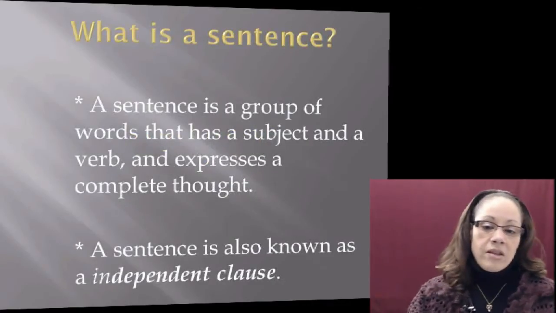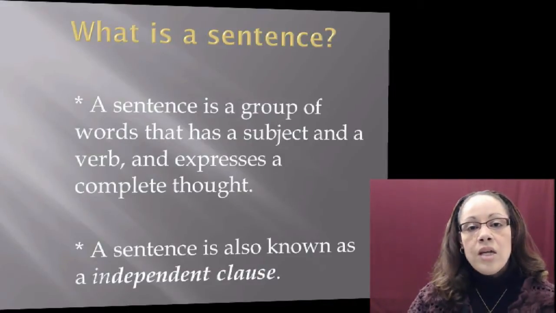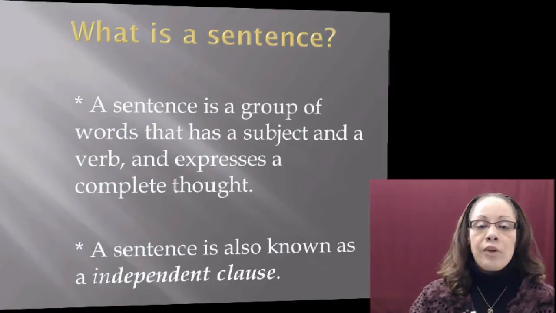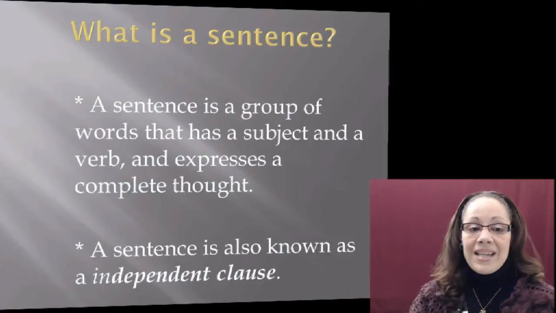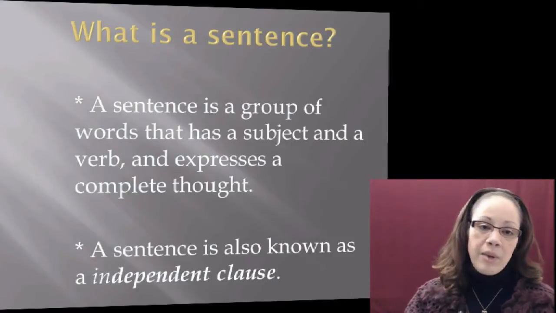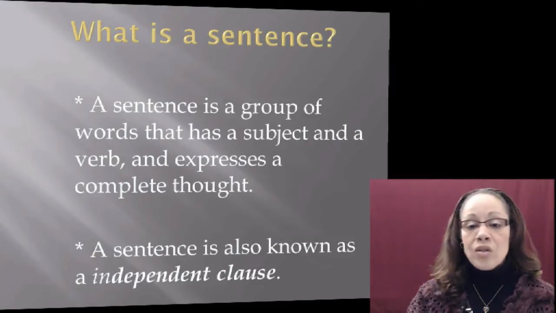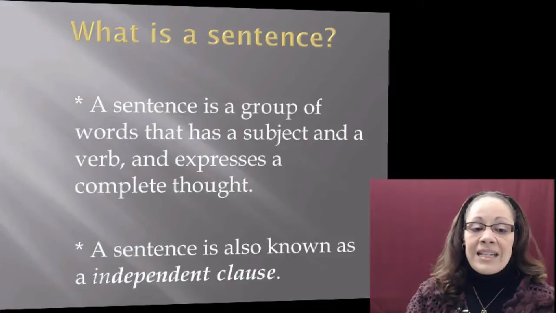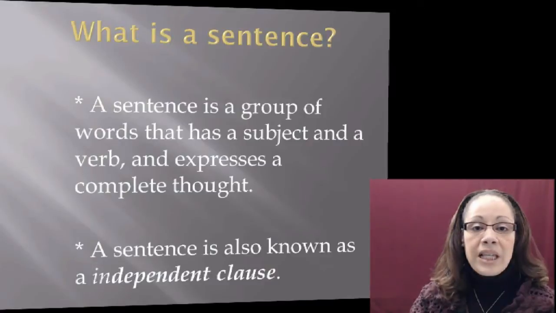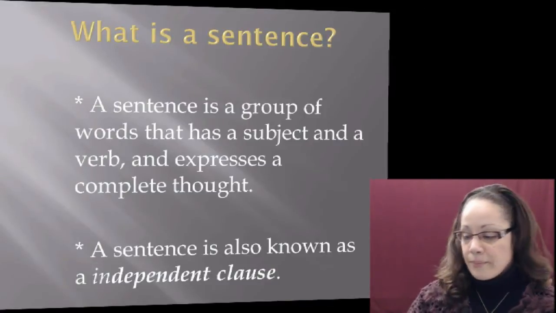Before we begin to find the subject and verb of any sentence, we first have to define what a sentence is. A sentence is a group of words that has a subject and a verb and expresses a complete thought. A sentence, it is key to remember, is also known as an independent clause. We'll talk more about independent clauses in a different module. Keep in mind that a sentence must have all three components, a subject, a verb, and a complete thought, to make it complete and understandable to your audience.